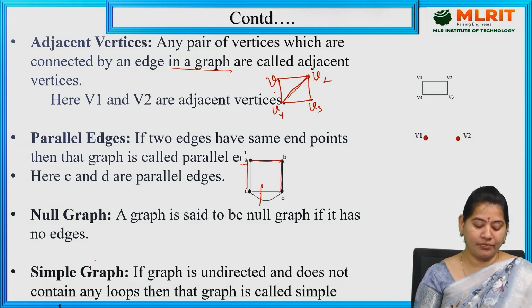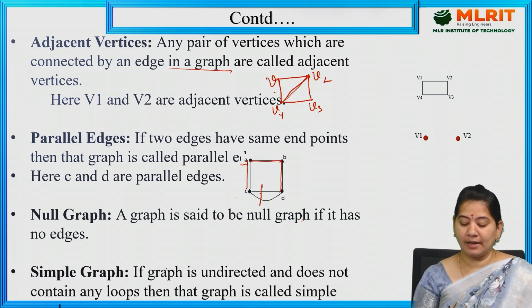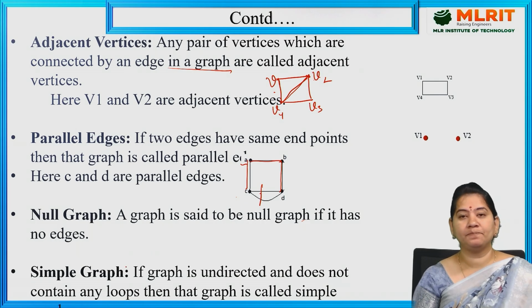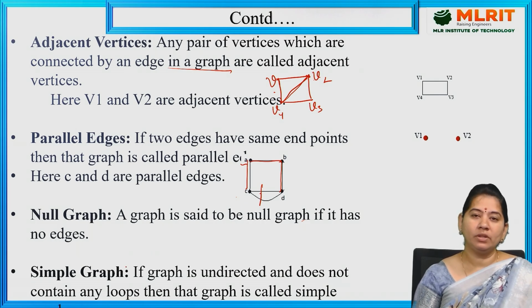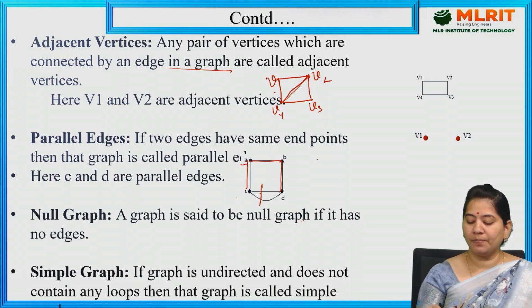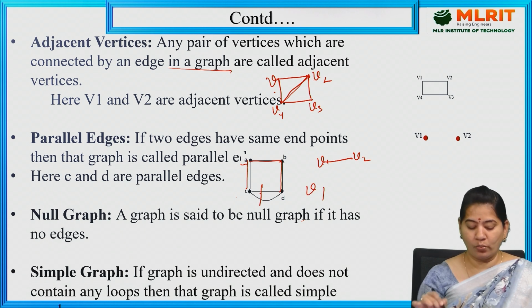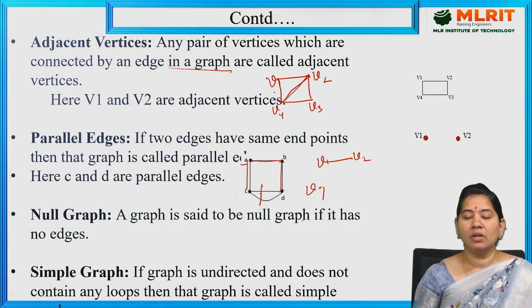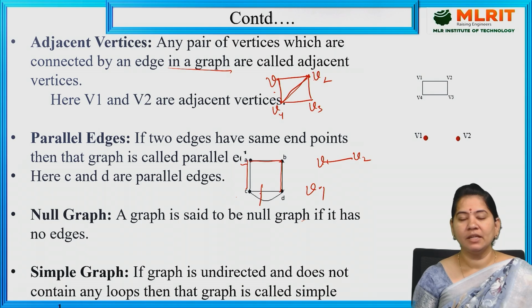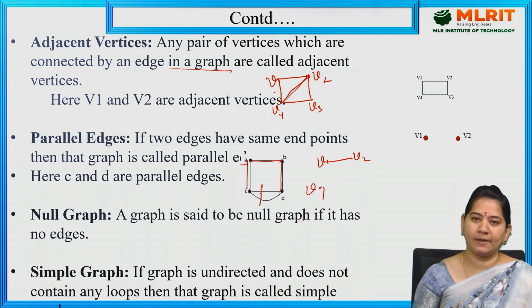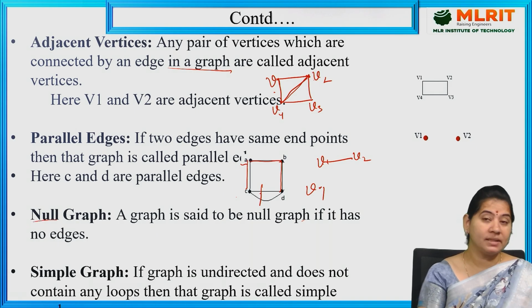In the same way, we have the null graph. A graph is said to be a null graph if it has no edges. We know that a graph is a combination of both vertices and edges. But if you have only a vertex, which is nothing but V1, and it is not having any edge, then I cannot say that it is a graph, as edges are missing, as we have only one vertex. So that particular graph we can call a null graph.